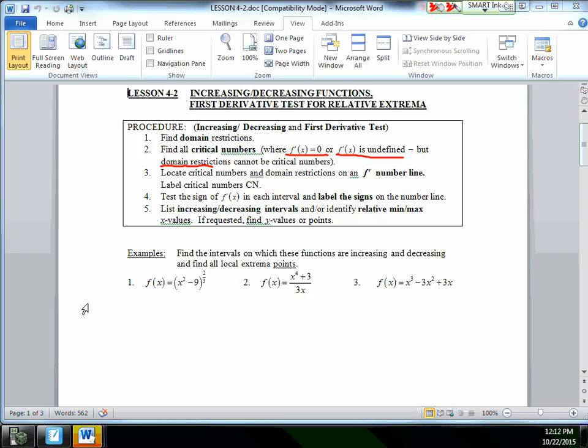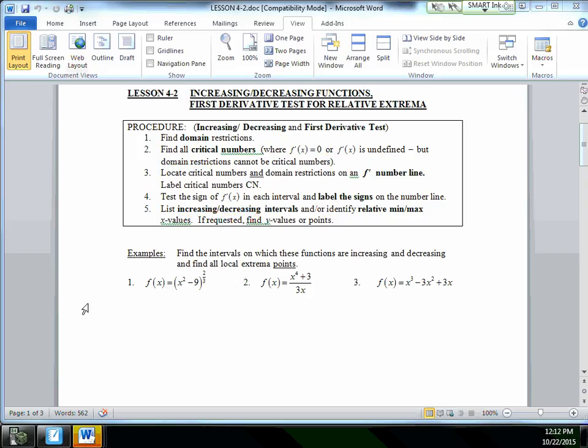Once we locate critical numbers and the domain restrictions, we're going to do what we call a number line test. And we'll go through and label it. Then on number 5, increasing means where we're positive, decreasing means where it's negative, and then we'll talk about which one's a max and which one's a min. So we're going to start here with our first problems by locating the critical numbers.